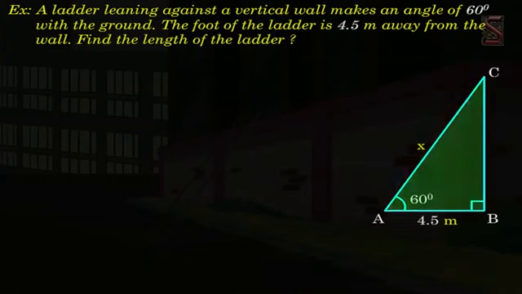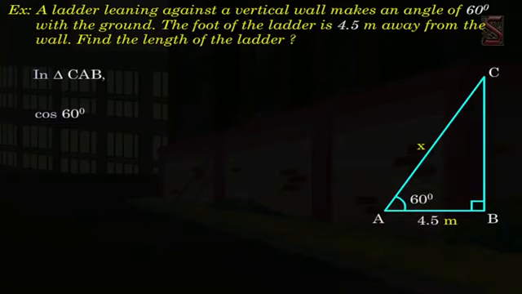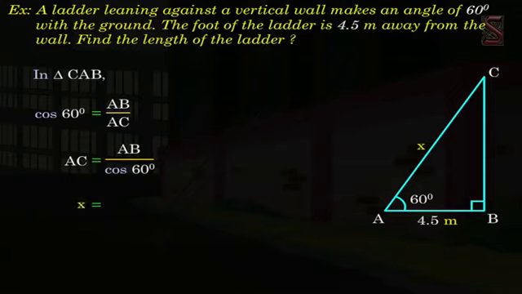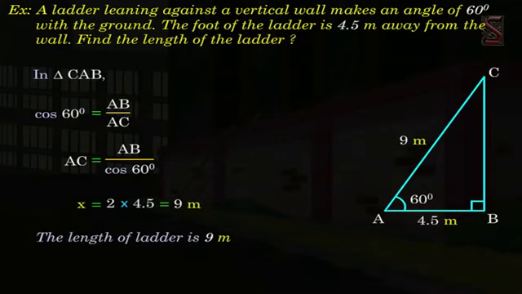So from triangle CAB, cos 60 degrees is equal to AB by AC. This implies AC is equal to AB by cos 60. That is, x is equal to 2 into 4.5, which is 9 meters. Thus the length of the ladder is 9 meters.